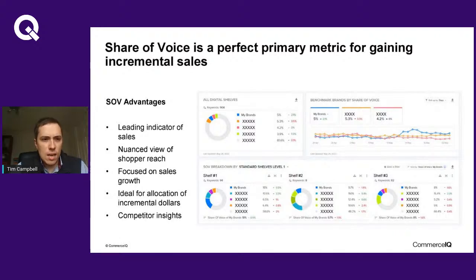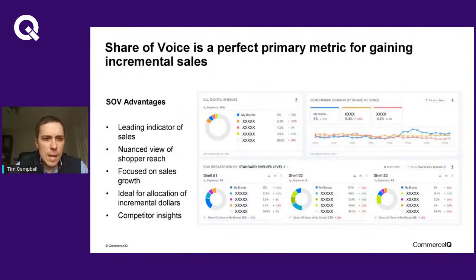I think a key decision that a lot of brands have to make repeatedly is, I have some extra ad dollars. How do I allocate them? How do I spend them to drive sales? And if that is your question, if that is your goal, share of voice becomes a perfect metric for gaining incremental sales. And share of voice is basically your presence on the site.